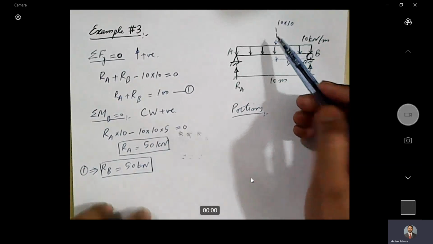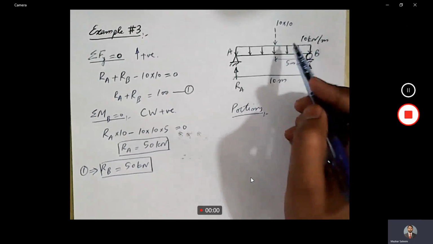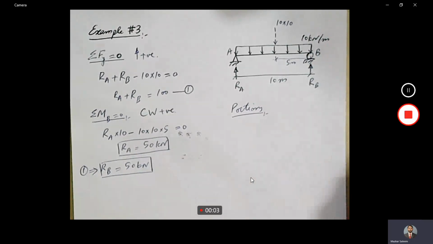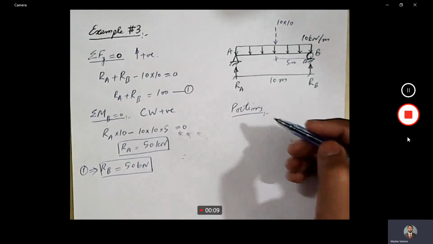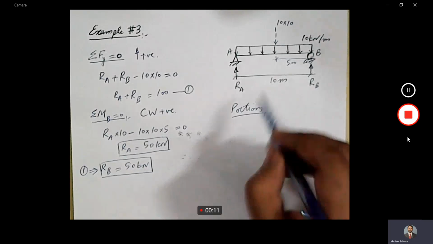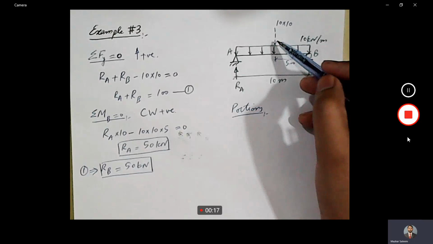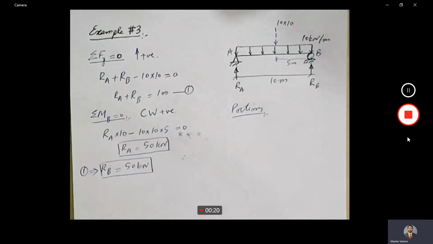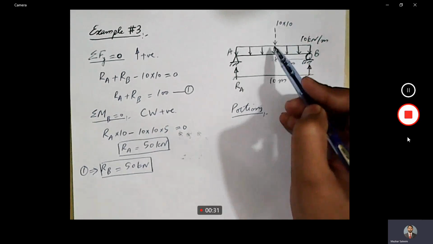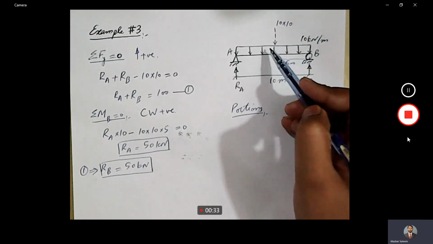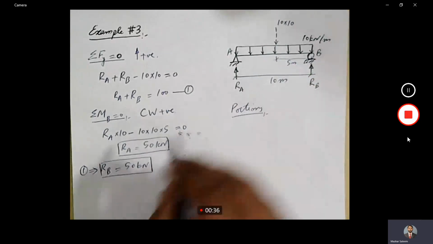This resultant is the resultant of the entire load, and it is acting at this point. But this resultant will be used for the calculations of reactions and moment calculation. But actually, it's a UDL. So we will not say, okay, this resultant is acting here, so we should divide the beam into two parts at this location. No, we will not do that.